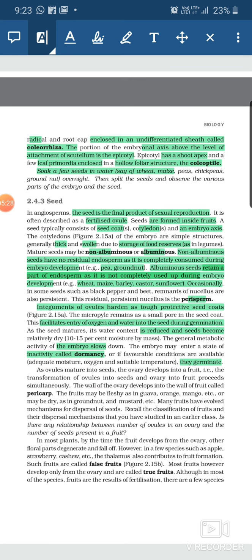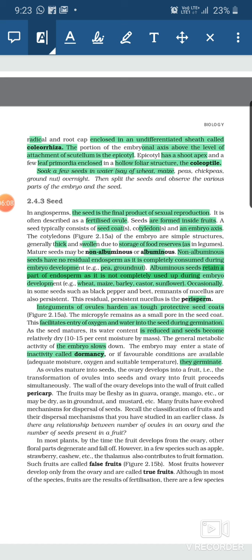So we know that we can store seeds for a much longer period. How is it possible? Because the seed has a protective covering of integuments in the form of the seed coat, and it has a germ pore for the entry of water and oxygen. It has a highly reduced metabolic rate and less moisture, and it goes into a state of inactivity called dormancy. In dormancy it can remain for a long period of time whenever there is an unfavorable condition, and as the conditions become favorable, it can germinate.